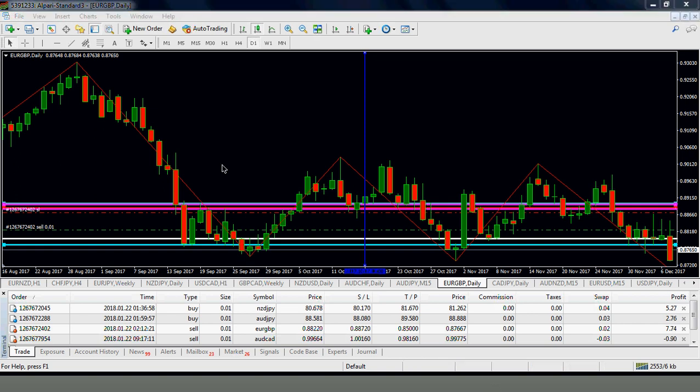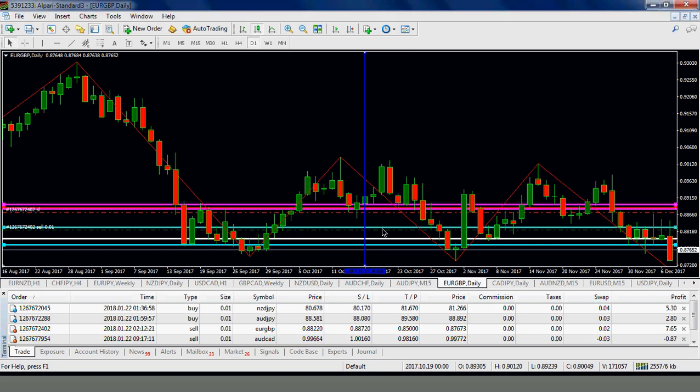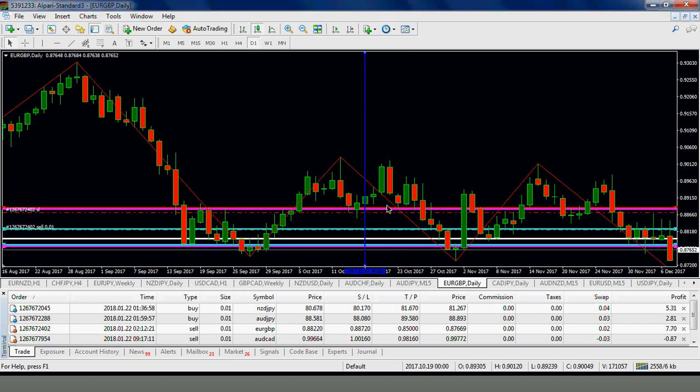So we get the pivot point of this, and these lines are too much. Let me move them down. So we get the pivot points of this.